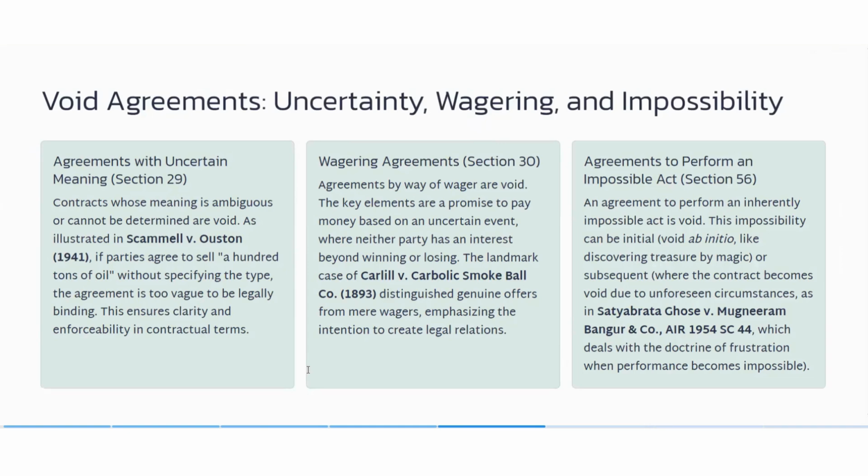Agreement to perform an impossible act is governed under Section 56. An agreement to perform an inherently impossible act is also void. This impossibility can be initial, void ab initio, like discovering treasure by magic, or subsequent, where the contract becomes void due to unforeseen circumstances, as in Satyabrata Ghosh v. Mugneeram Bangur, which deals with the doctrine of frustration when performance becomes impossible.